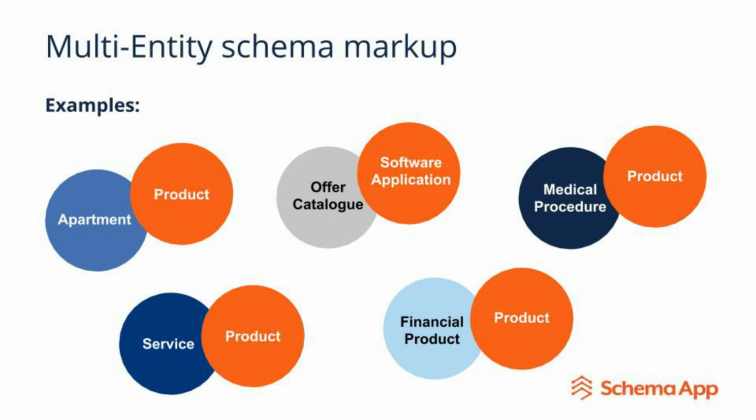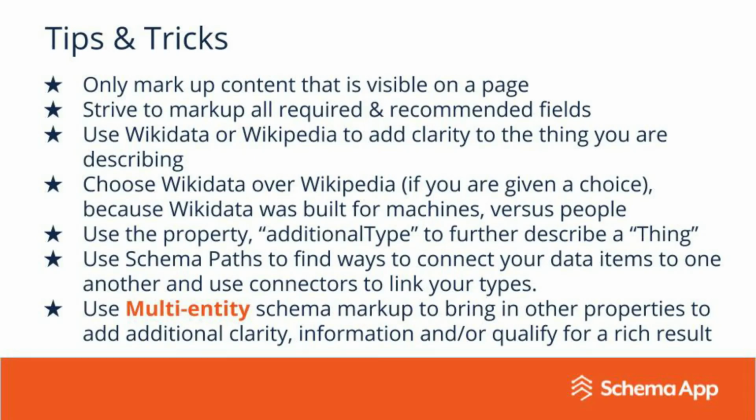When you're marking up your content, it can be helpful to choose more than one schema.org type to describe it. Our tools allow you to do this. You're able to merge two different schema.org types and use the properties across both of them. Some commonly used examples are apartments or houses that are also products and services that are also products. The added bonus is that if you use a type that qualifies for rich results, your content can become eligible for rich results when it otherwise might not have. So our next tip and trick is to use multi-entity schema markup to bring in other properties to add additional clarity, information, and/or qualify for a rich result.